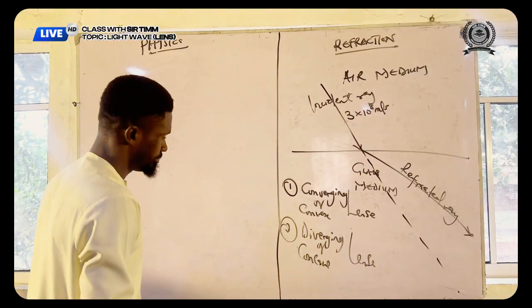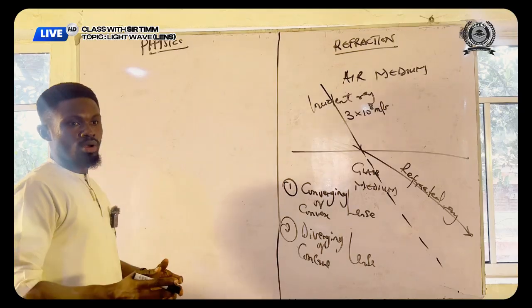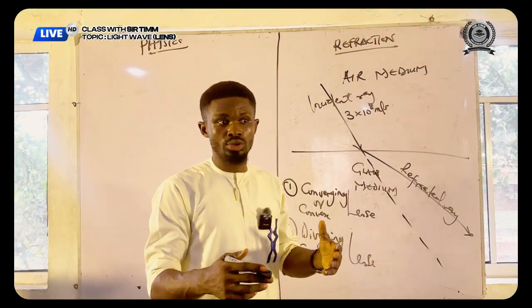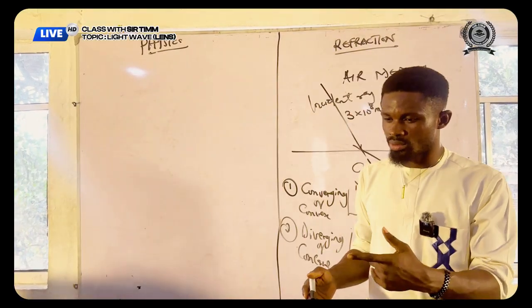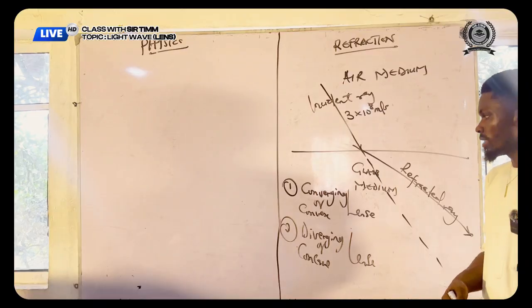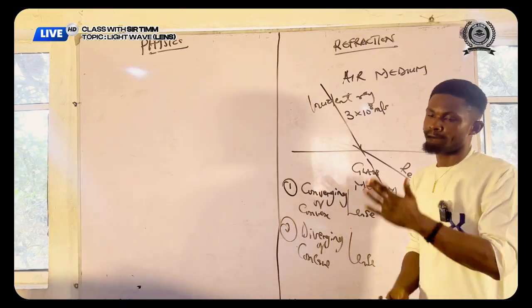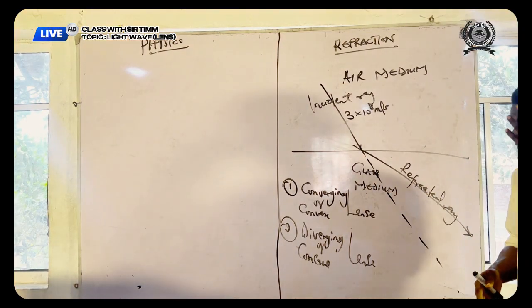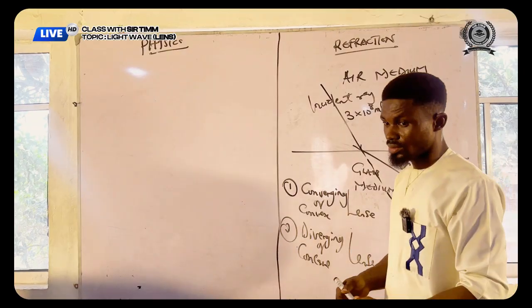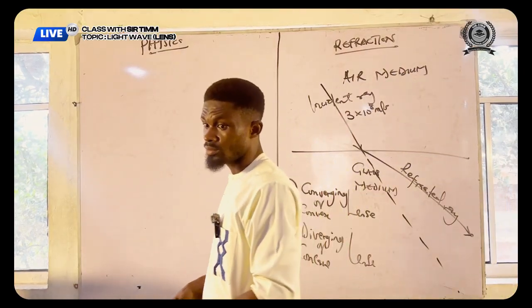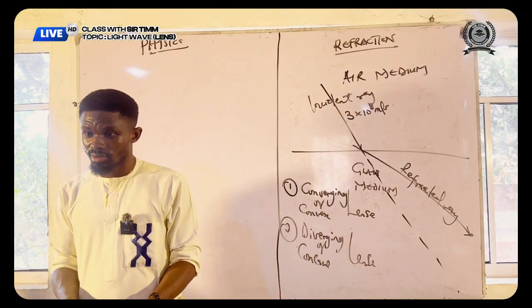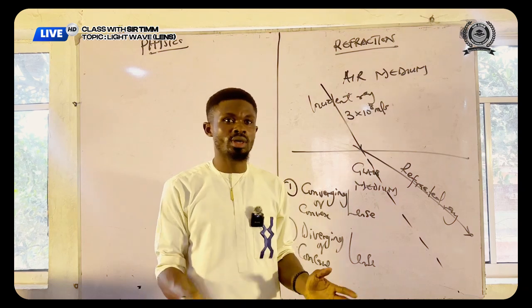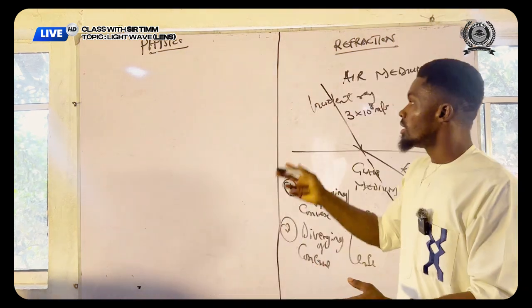Now look at the board. What's the question? In mirrors, convex mirrors are diverging mirrors. Diverging, yeah. But here it's converging. Why? That is the way they are. I will show you how.